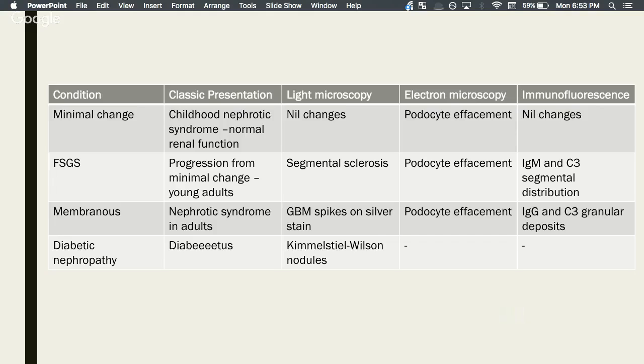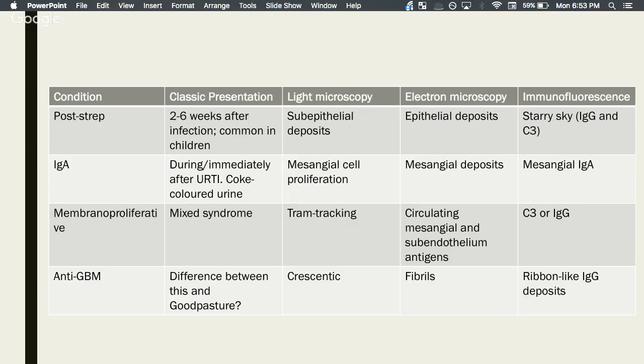So then your last nephrotic syndrome is your diabetic nephropathy, and you have Kimmelstiel-Wilson nodules on light microscopy. So those are your nephrotic. This is your nephritic now.